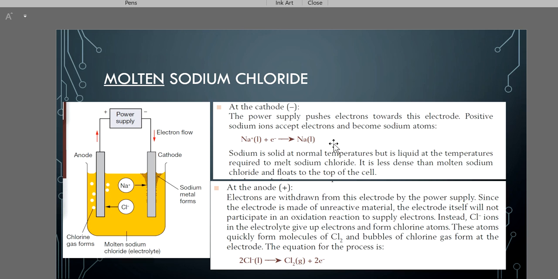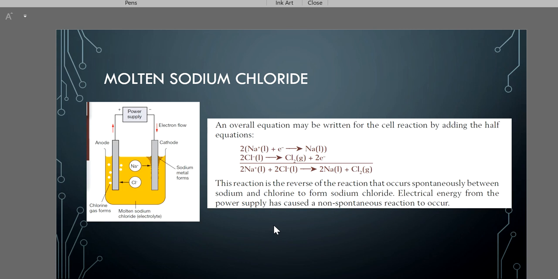All right, so these are the half reactions we actually went through just a little bit before. Okay, the overall full equation, as you would write it, shows sodium ions and chloride ions in liquid form, producing generally sodium liquid, because our cell would still be under higher temperatures, and chlorine in its gas form as normal.